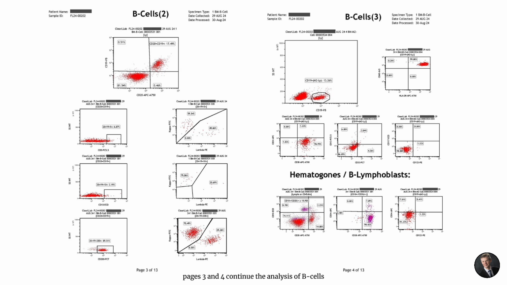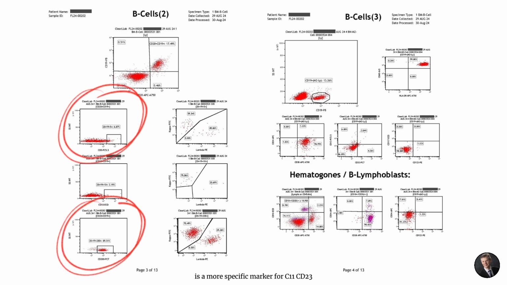Pages 3 and 4 continue the analysis of B cells. Page 3 further dissects the B cells based on their expression of different markers such as CD5, CD10, and CD200. To be noted that this FDA-approved panel does not contain CD23, since CD200 in combination with CD5 is a more specific marker for CLL than CD23.